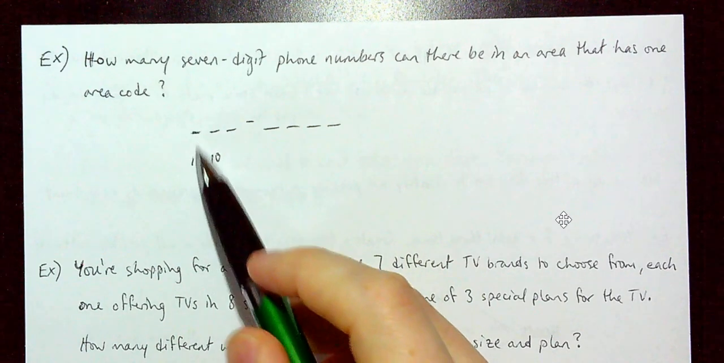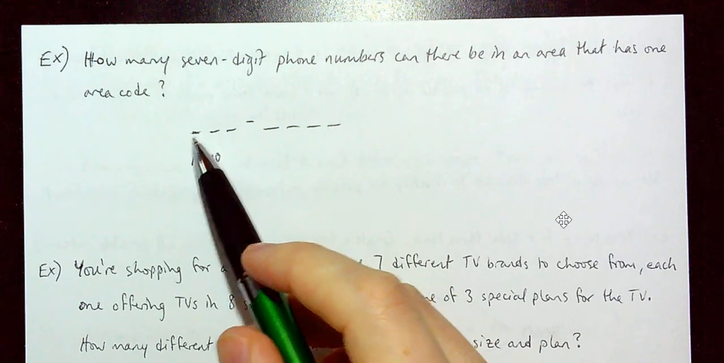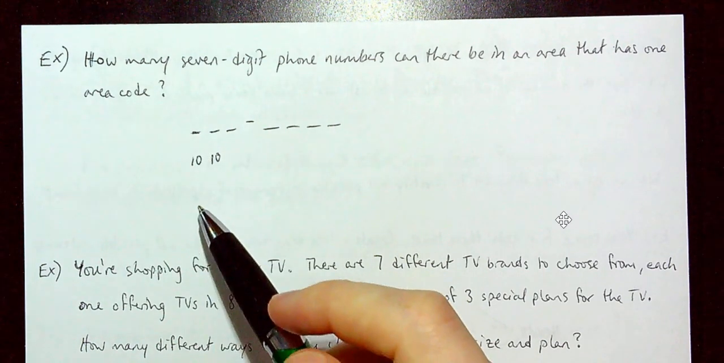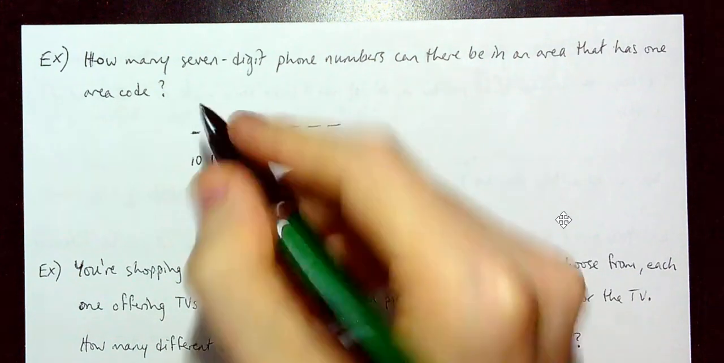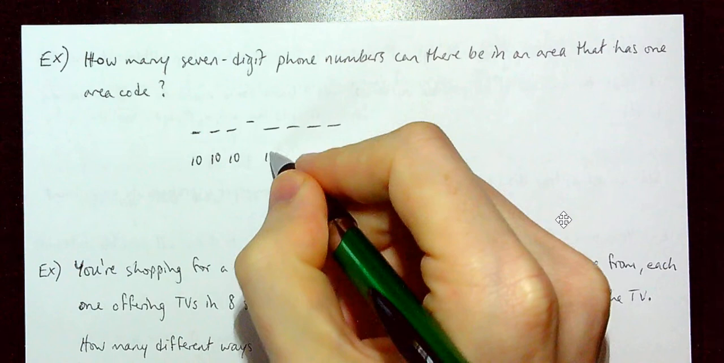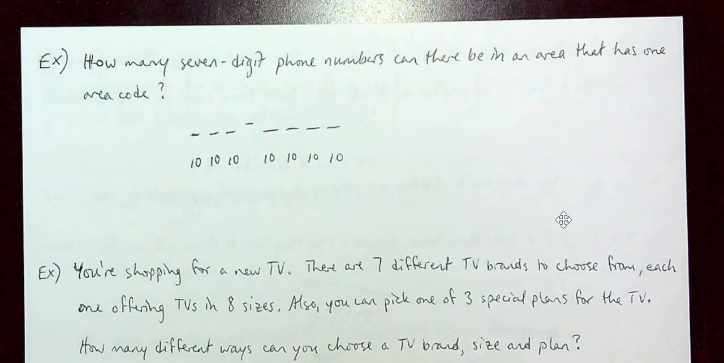The number that's in the first blank here can be one of 10 different numbers. Same for the second, and it's going to be the same for all the other ones. We can have any of the numbers 0 through 9 in any of these spots here. We could have all zeros, all fours, all eights. Most phone numbers we know aren't like that, but still, we could have that.